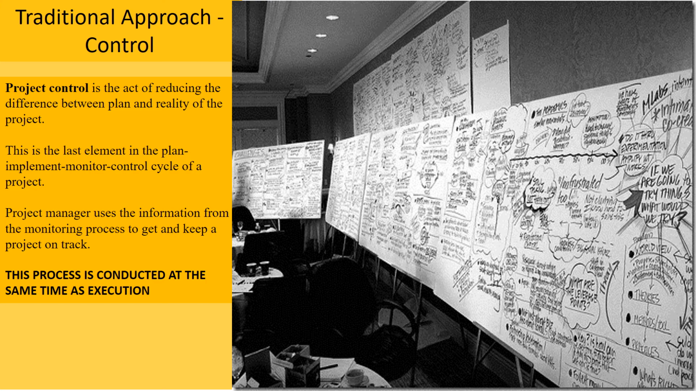Project control is the act of reducing the difference between the plan and the reality of the project. This is the last element in the plan, implement, monitor, control cycle of a project. The project manager uses the information from the monitoring process to get and keep a project on track. Very, very important.